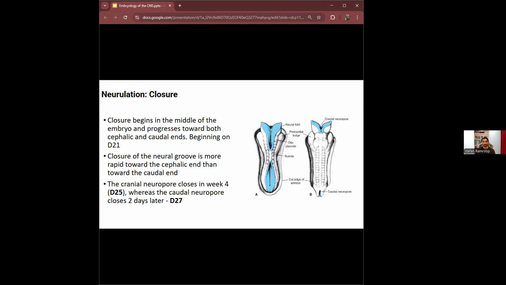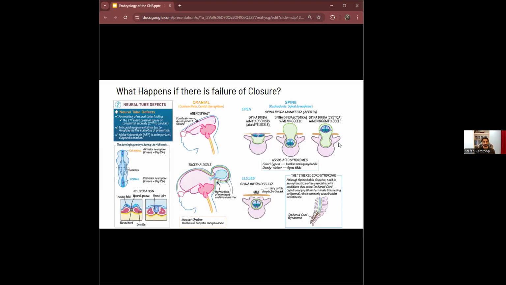These closure points are quite critical. If there's any failure or issues in closure of the neural tube, you can get neural tube defects, which we'll discuss later: anencephaly when the cranial end doesn't close, or spina bifida when the caudal end doesn't close or remains open.